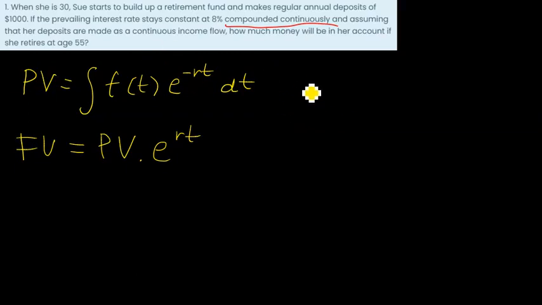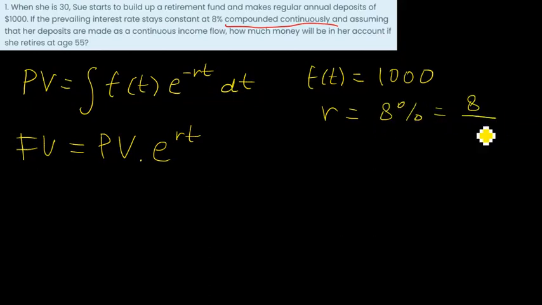In this case, f(t) can be either the function or the initial fund. For this case, the initial fund is 1000. And r is the rate of the compounding. In this case, it is 8%, or we can use it as 8 over 100 or 0.08, depending on how we use it.